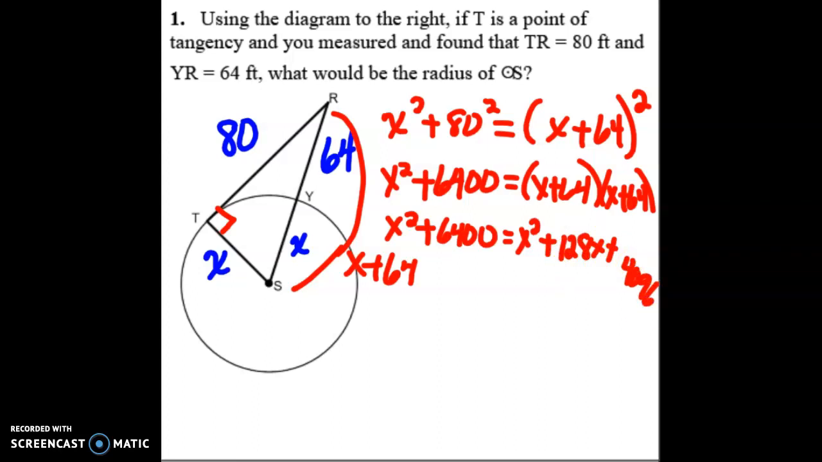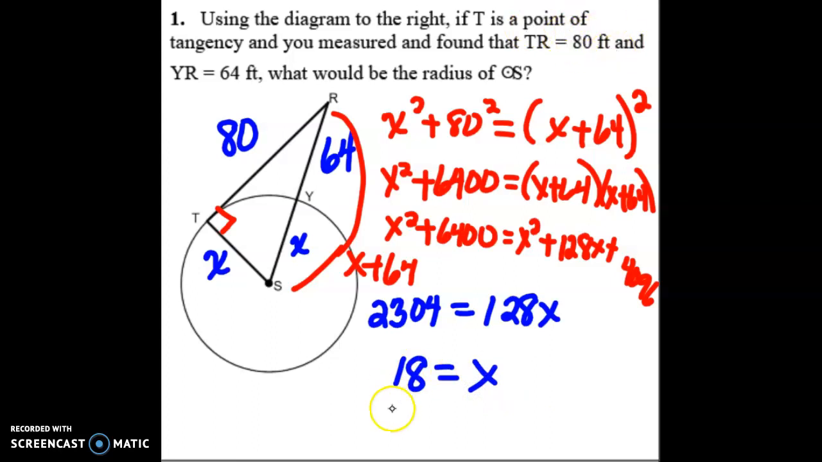All right, so we're just going to clean this up a little bit. If we move all of our x's to one side, they actually drop off if I subtract x squared, so they're gone. If I subtract 4,096 from both sides, I get 2,304, and that would equal the 128x. Then I just do a little division here, and I'm going to get 18 is equal to x, and the label was in feet, so we were asked to find the radius, so the radius is 18 feet.